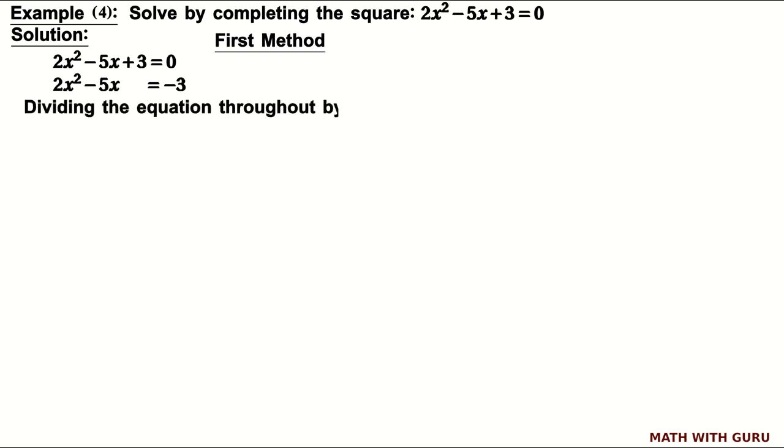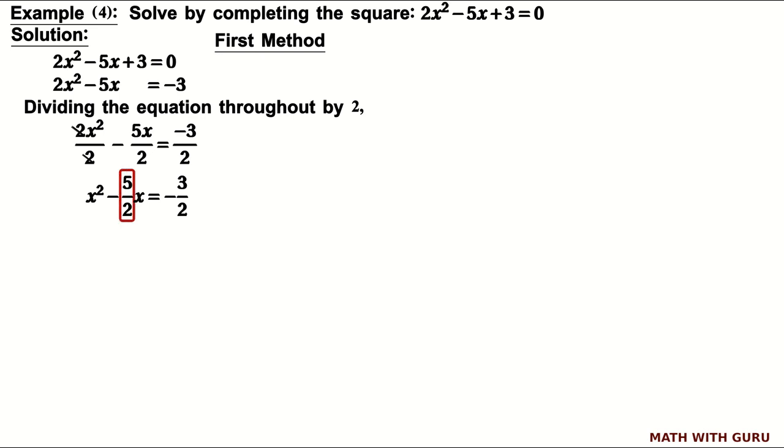Now divide the entire equation by 2. 2x squared by 2 minus 5x by 2 equals minus 3 by 2. 2 and 2 get cancelled. x squared minus 5 by 2 x equals minus 3 by 2. Now the coefficient of x squared is 1.